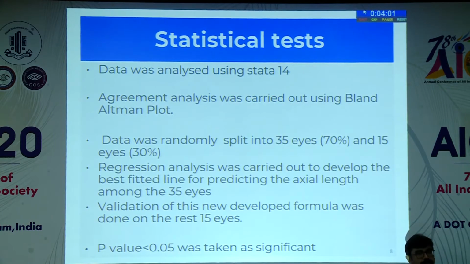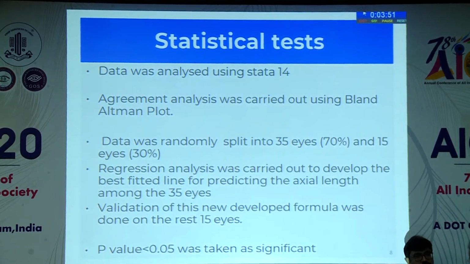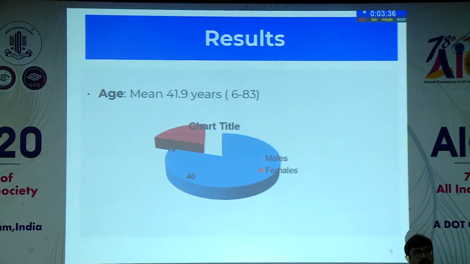Data was analyzed using Stata 14. Agreement analysis was carried out using Bland-Altman plot. Data was then randomly divided into 35 eyes and 15 eyes, that is 70% and 30%. Regression analysis was carried out to develop the best fitted line for predicting the axial length among the 35 eyes, and validation of this newly developed formula was done on the rest of the 15 eyes. P-value less than 0.05 was taken as significant.